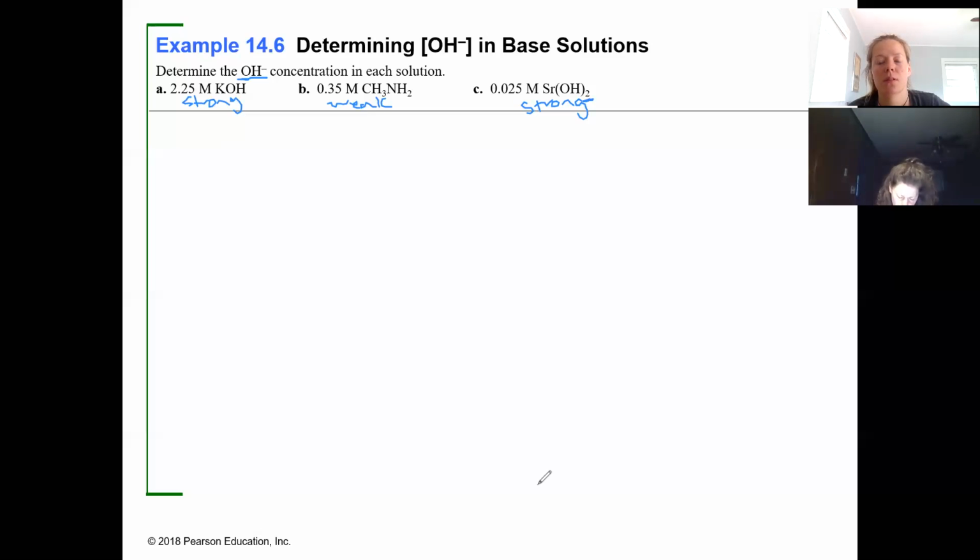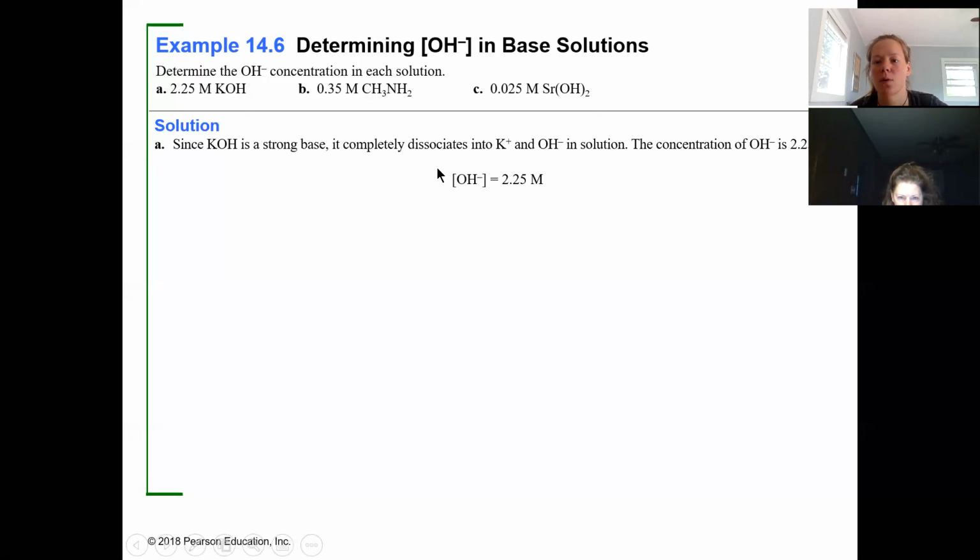Okay, so for this one, the first one is a strong base. It has a concentration of 2.25 molar, so we would assume that it's going to completely dissociate. The OH concentration should also be 2.25, right? This here is a weak base. The base itself is 0.35 molar.